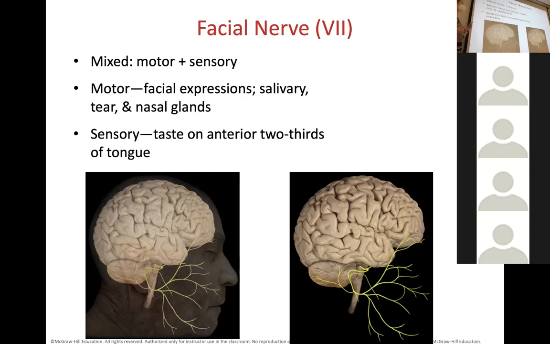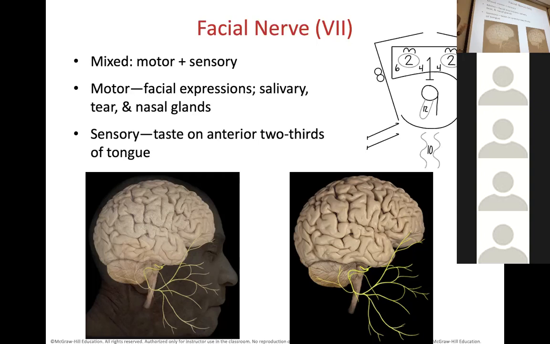And then also it controls tear, salivary, and nasal glands. From a sensory perspective, it controls the front 2/3 of your tongue. So if you're tasting something that's on the front 2/3 of your tongue, that's going to be controlled by the facial nerve. Another nerve will pick up senses from the posterior third of your tongue, but this is the anterior part of the tongue that it's picking up taste information from.